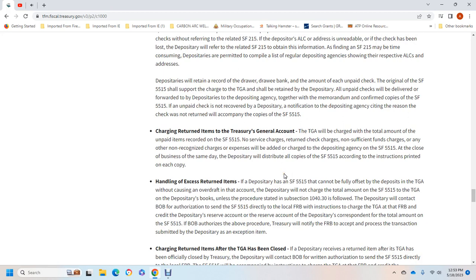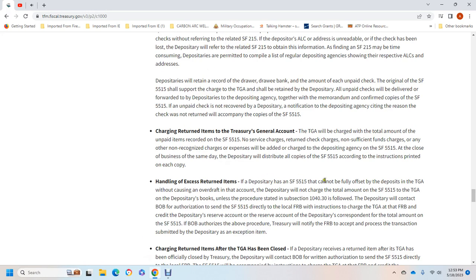Charging returned items to the Treasury General Account. The Treasury General Account will be charged with the total amount of the unpaid item recorded on Standard Form 5515. No service charge, return check charge, non-sufficient fund charges, or any other recognized charge or expense will be added within the charge of the depositing agency on Standard Form 5515. At the close of business the same day, the depository will distribute all copies of Standard 5515 according to the instructions printed on each copy.